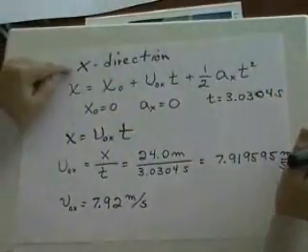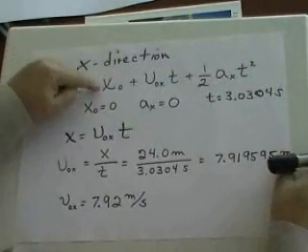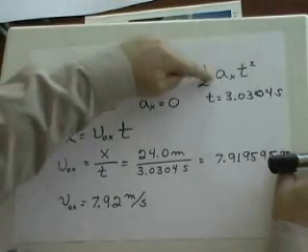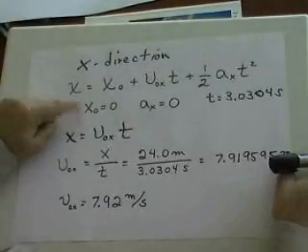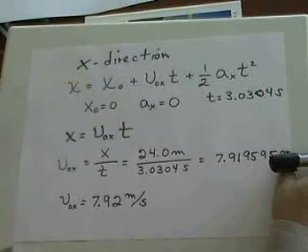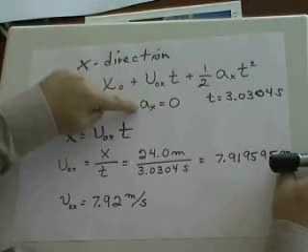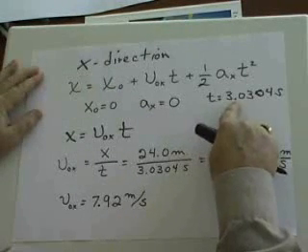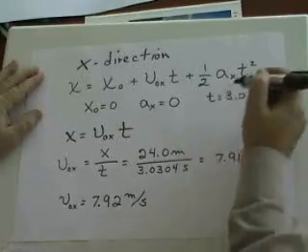Now we're looking at the x direction. The equation of motion for the x direction is x equals x naught plus v naught x times t plus 1/2 a x t squared. x naught is also equal to 0 because that's where we start from. a x is always equal to 0 for any horizontal or projectile motion. Always in the x direction, it's always equal to 0. And t, from the previous page, is 3.0304 seconds. We calculated that.